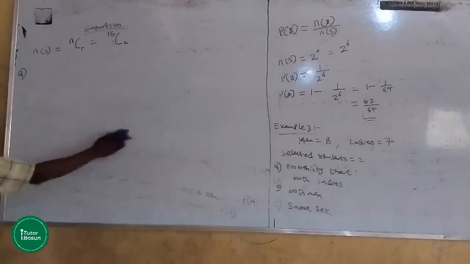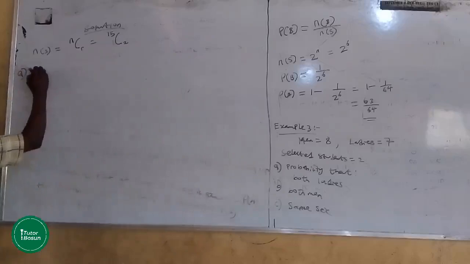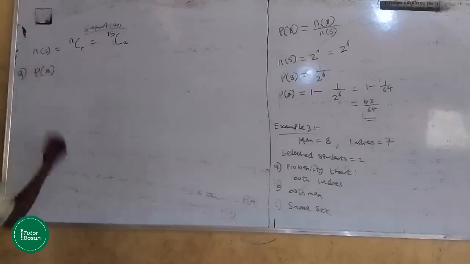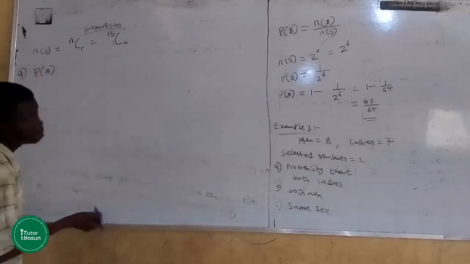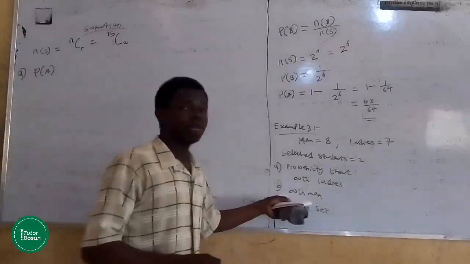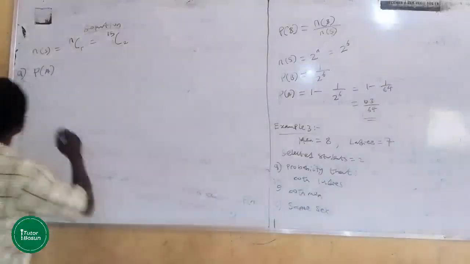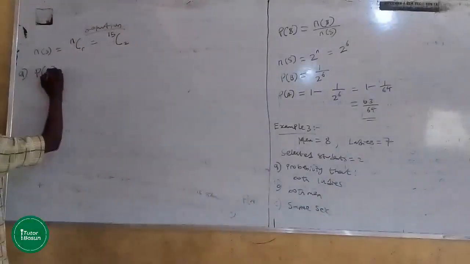So you can let the probability that both are ladies be A. You can say P of A. The probability that both are ladies, you can call it A, and the probability that both are men, you can call it B, while the probability of same sex, you can call it C. So the probability that both are ladies, let's call it A.